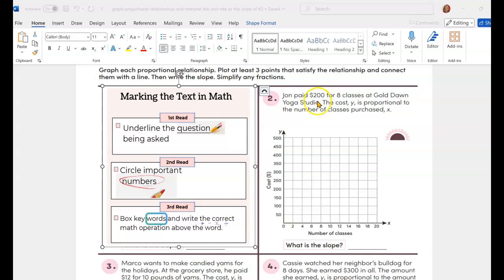First read. John paid $200 for 8 classes at Gold Dawn Yoga Studio. The cost Y is proportional to the number of classes purchased, X. What is the slope? First read, underline the question. Second read, circle important numbers. $200, 8 classes. Third reading, box keywords and write the correct math operation above the word.